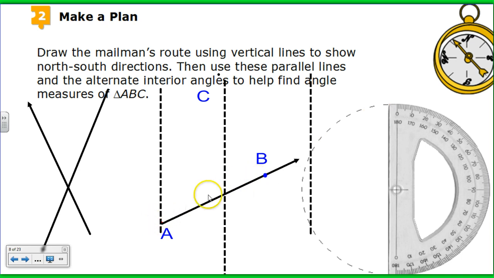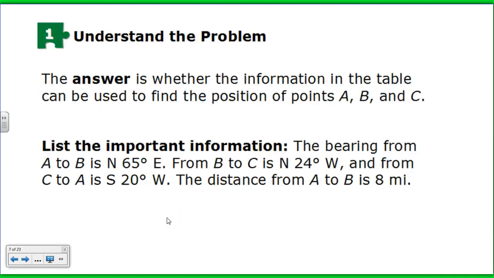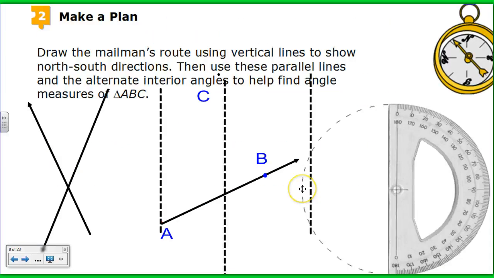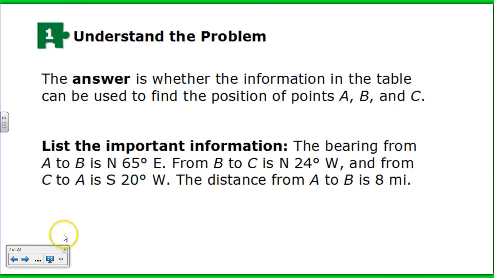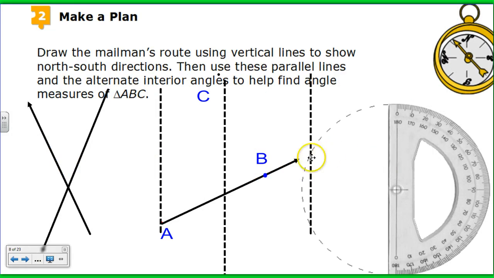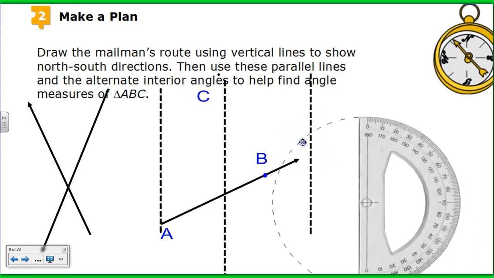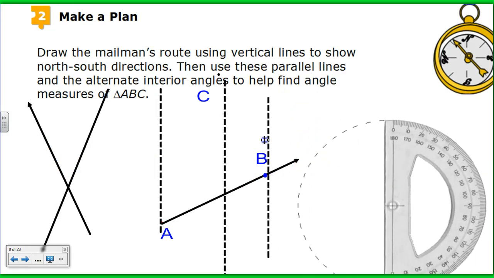Okay? We know that ultimately this length is going to be how many miles? And we were told B is 8 miles. Okay? So, let's say we measured this and we said that was 8. So from B, it says we are to go to C, north 24 degrees west. So we're going to draw that line through B.